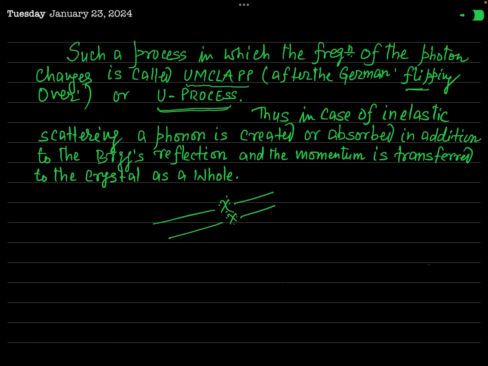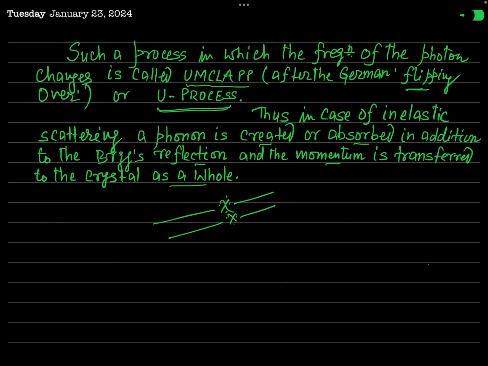Okay, so finally you can see that in inelastic scattering, if either a phonon is created or a phonon is absorbed, in addition to the Bragg's reflection, the momentum is transferred to the crystal as a whole. So in fact, in this case, the momentum of the phonon appears as the momentum of the crystal, and so the momentum of phonon is also known as crystal momentum, which I have told you earlier. So I think now you have a clear-cut idea of the momentum of a phonon.